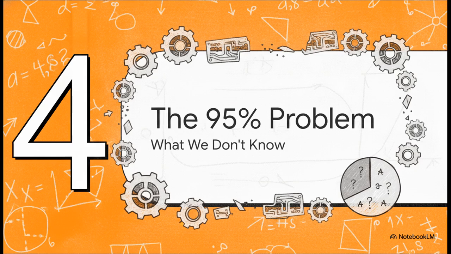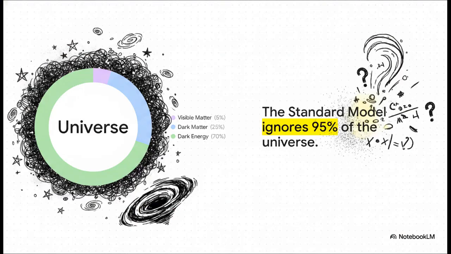Part 4. The 95% problem. But here is the massive twist. Despite this unprecedented perfection, the equation is fundamentally broken. When we look out at the wider cosmos, it completely detonates our confidence in everything we just talked about.